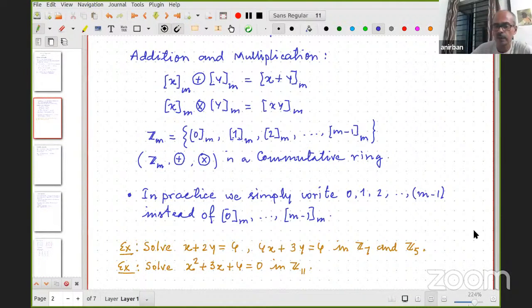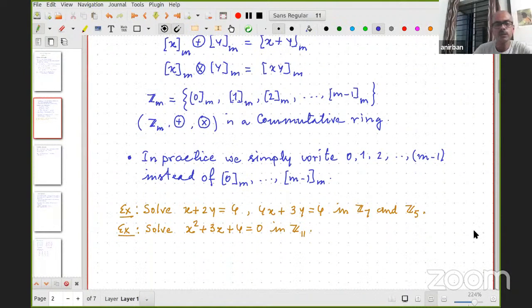That's very cumbersome. So now, just to get used to this kind of arithmetic, it would be nice to solve these linear equations in two variables, which we usually do in real numbers or integers. Here it is to be done modulo 7 and modulo 5. And it is a quadratic equation, so you can solve it in Z11. Of course, you can try in other Zm's. So these are two things to try.